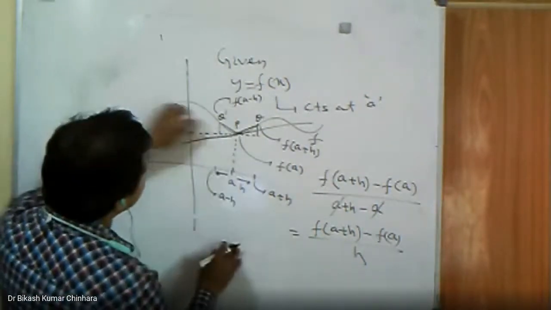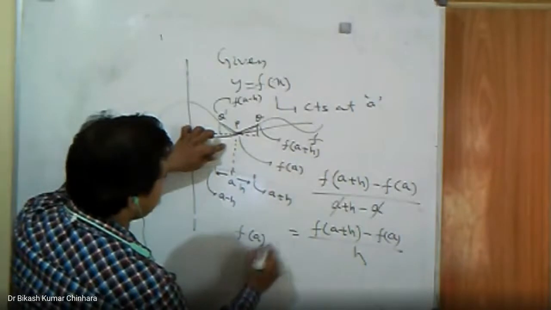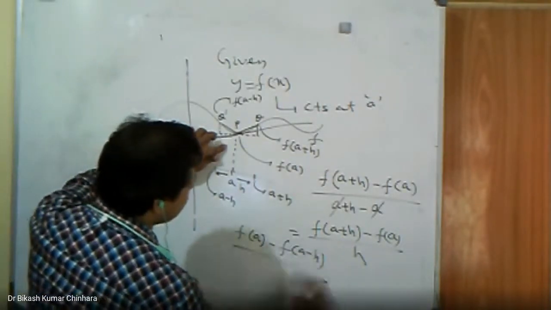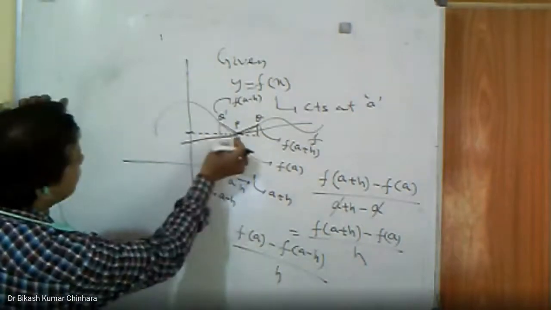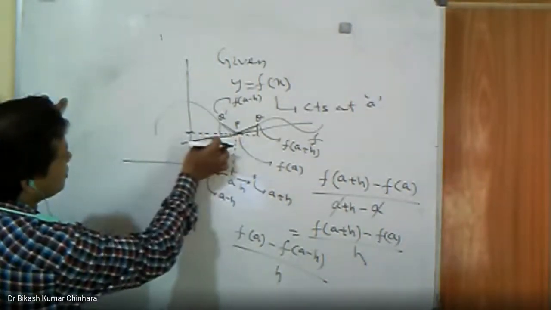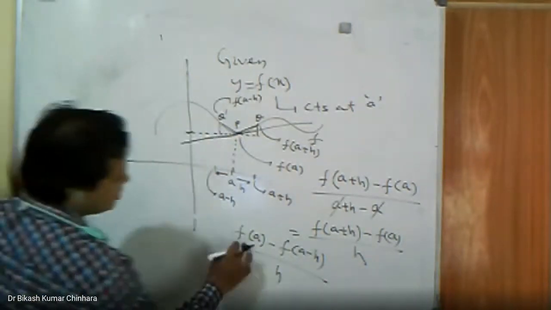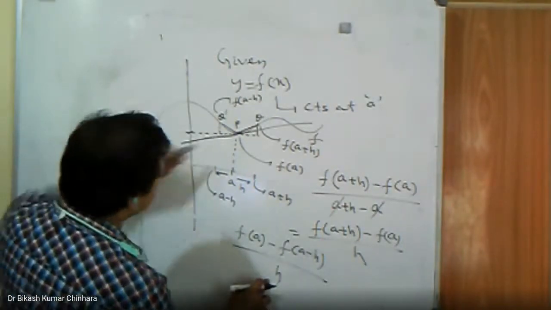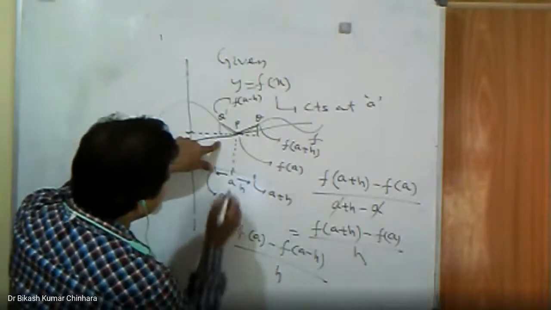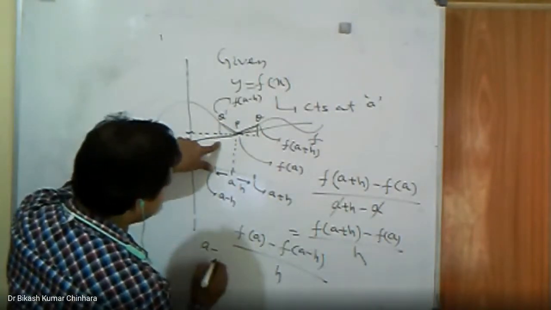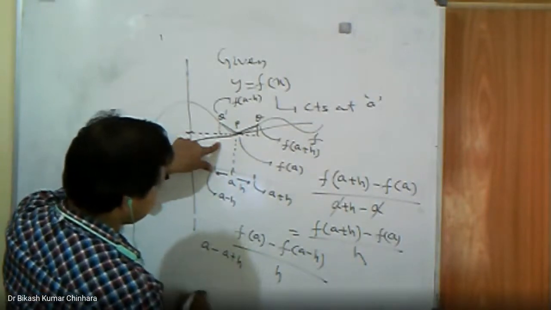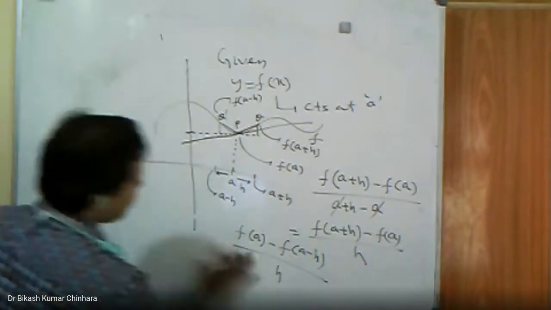So this will be f of a minus f of a minus h divided by h. This thing is bigger, so this thing is smaller, I can say. So this is f of a minus f of a minus h divided by what? That will be a minus a minus h, or a plus h. Okay, this thing. Are you getting?